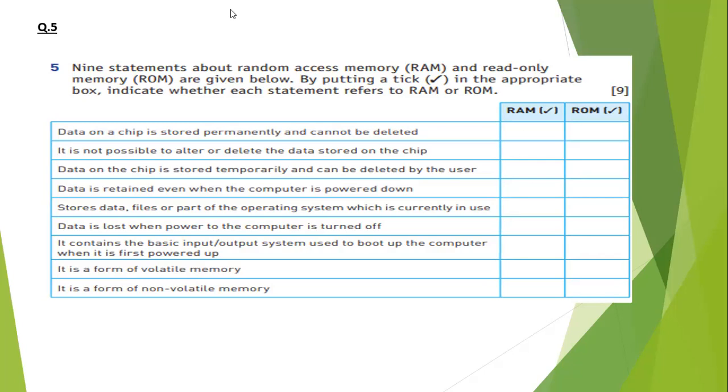Yes, what about the third point? Is it ROM or RAM? Tell it again. RAM. Good. Arsh, tell us about the fourth one. So it's ROM. Good. Rehan, what about the fifth one? RAM. Good. Yes, Zarish, the sixth one. ROM or RAM? Hurry up. Is it ROM or RAM? Sixth one: data is lost when power to the computer is turned off.